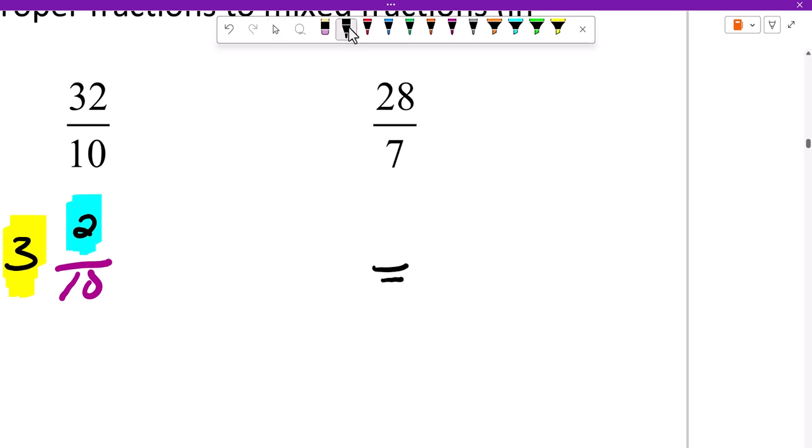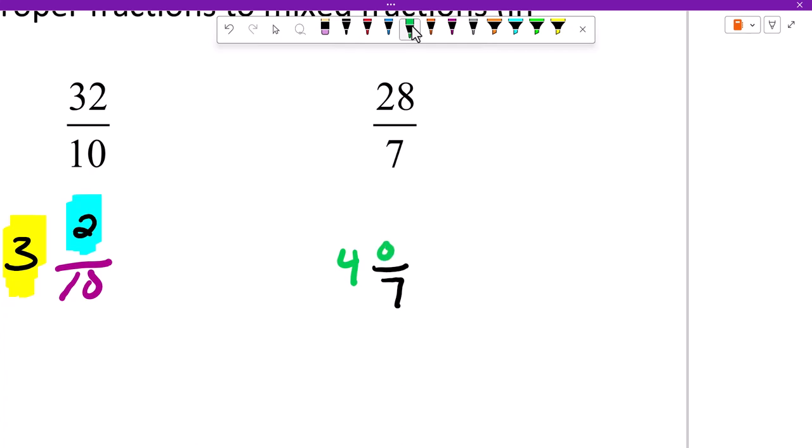The last one. How many times does 7 fit into 28? Cannon? 4. 4 times. So, how many are left over, Cannon? 0. 0. Because 7 times 4 is 28.